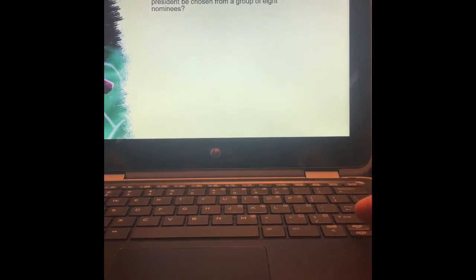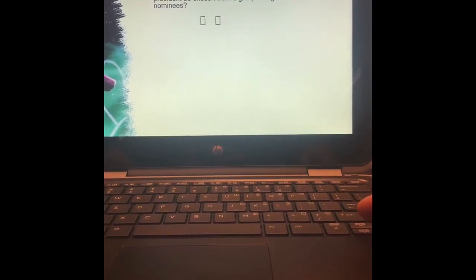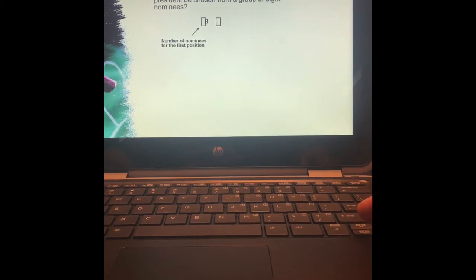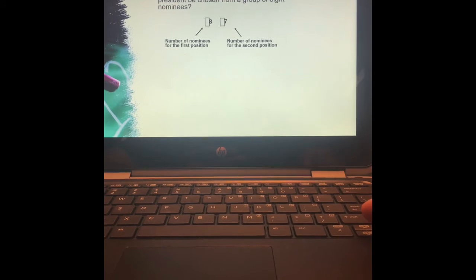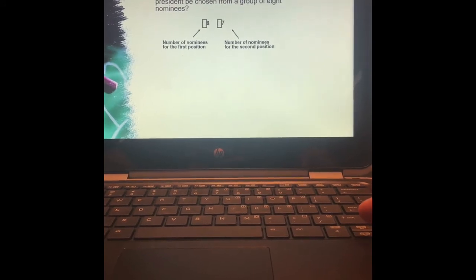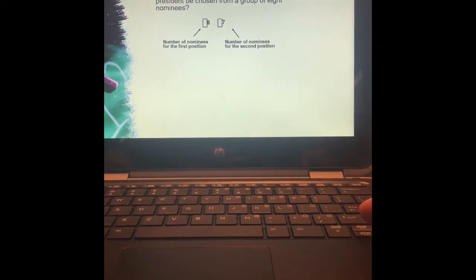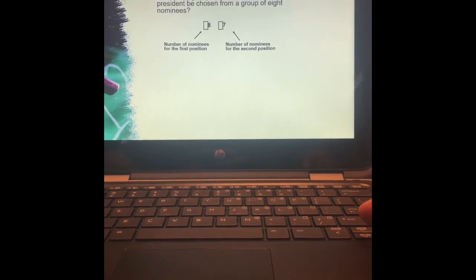How many ways could a president and a vice president be chosen from a group of 8 nominees? So if there's 8 people, who's going to be president? Well, you have 8 options. Who's vice president? You have 7 options. 8 times 7. Now, another way of doing that, and it isn't really helpful with 2, but as you get to more positions, it becomes helpful. You could do 8P2.